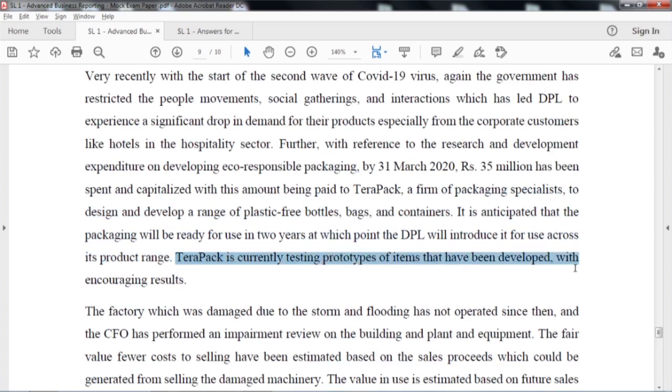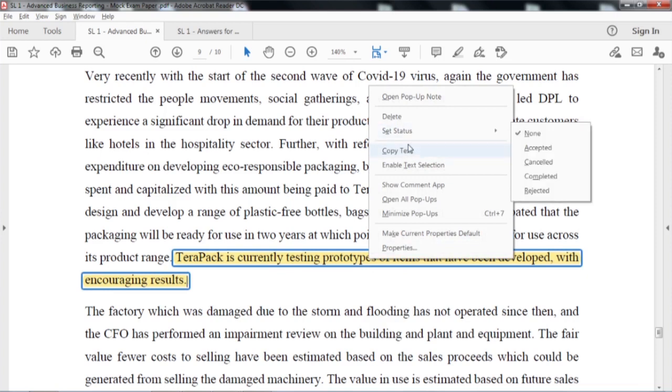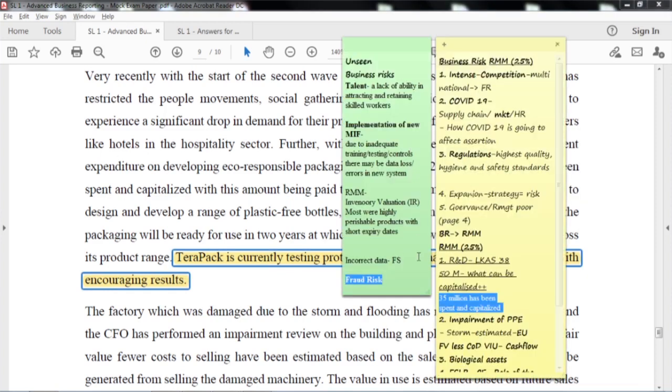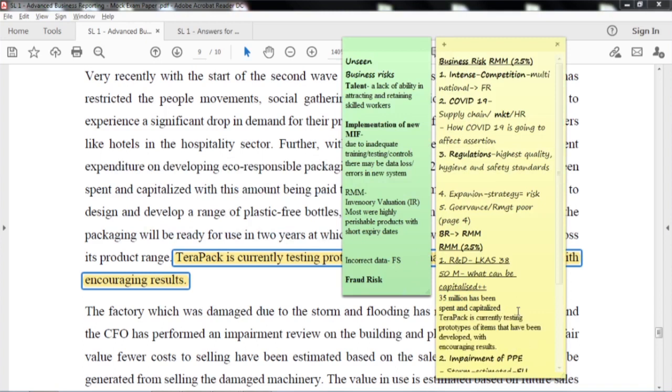Here is given, now, currently, this is the sentence, right? Currently, this is very relevant for us. Testing prototypes of items that have been developed with encouraging results. It seems that this is working, but there is no confirmation. Therefore, after proper evaluation only they have to decide out of 35 million what needs to be capitalized. So, this sentence is definitely relevant when you write the answer under intangible assets. So, I am going to add this also. Now, you can easily write that answer and give your thought process.